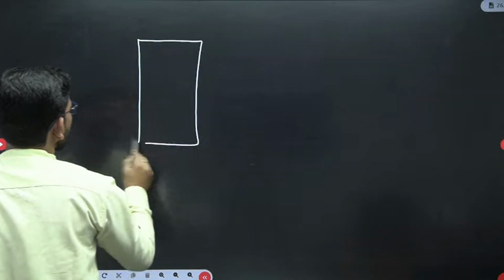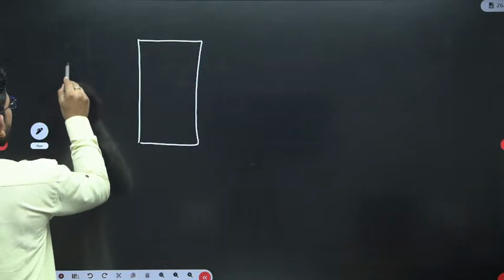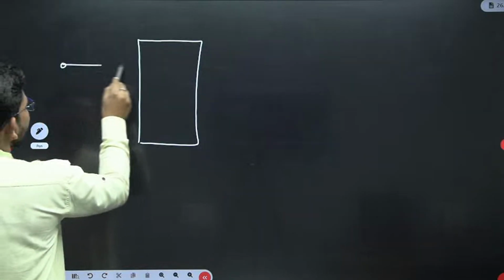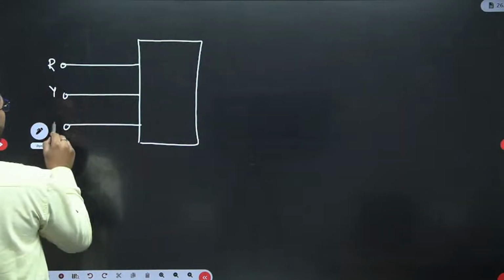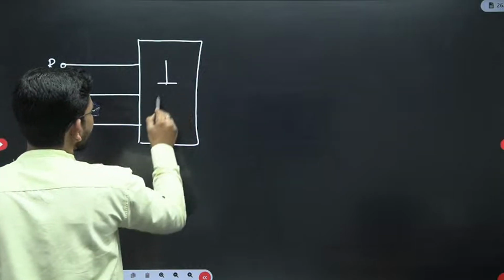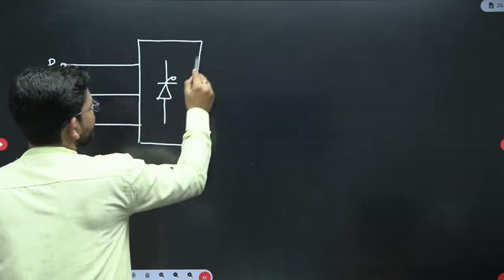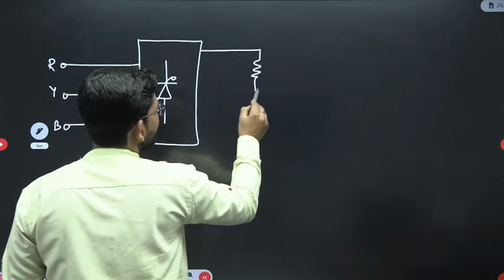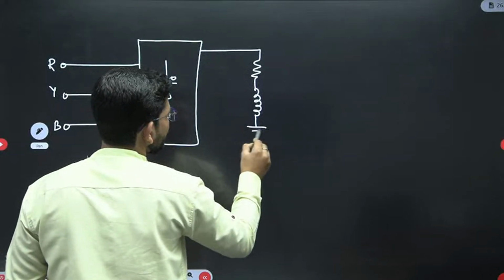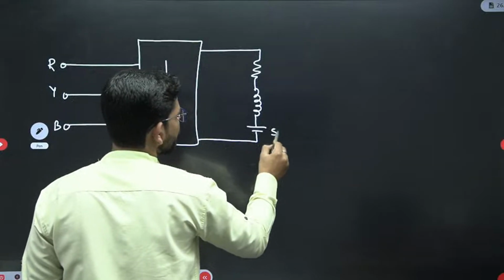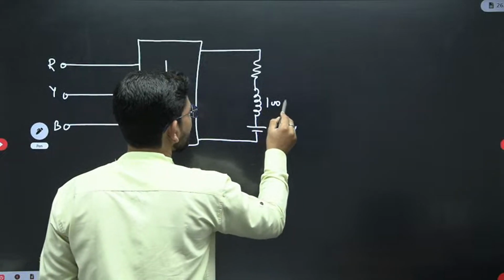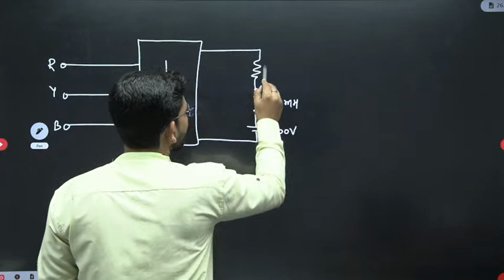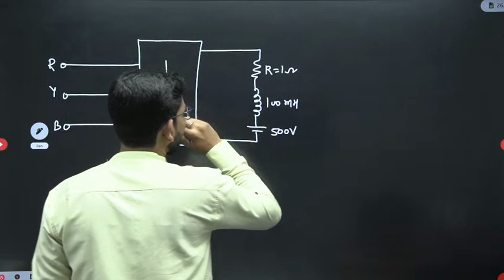There was a rectifier which is given 3-phase supply, and it is supplying an RLE load. In that RLE load, E was 500 volt, and I think the inductor has a value of 100 millihenry. Resistance was given as 1 ohm, correct?